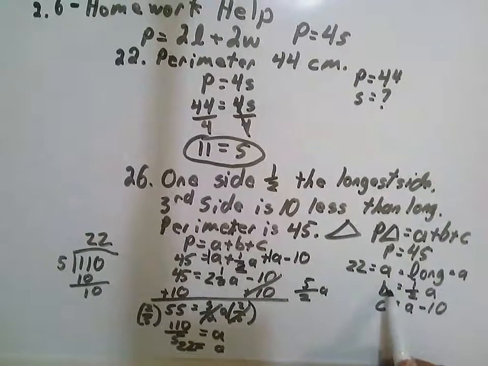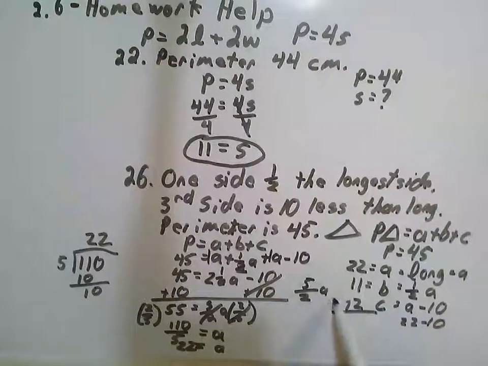Now it tells me that B, which could be my shortest side, I guess you could say, is 1/2 as long as A. So 1/2 of 22 is going to give me 11. And then it says C is 10 less than my longest. So it's going to be 22, I'm just substituting in the A here because I know it's 22. It basically becomes 22 minus 10, which is going to give me 12.